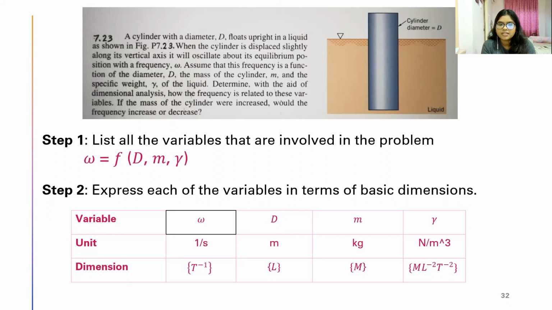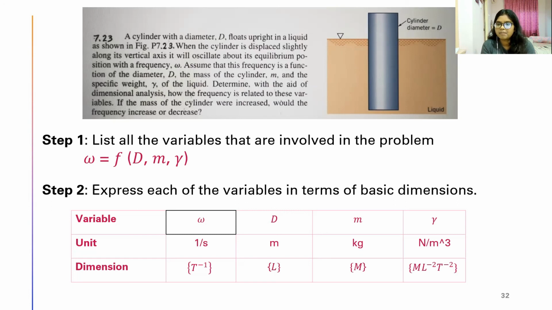When the cylinder is displaced slightly along its vertical axis, it will oscillate about its equilibrium position with a frequency omega. Assume that this frequency is a function of this diameter, d, the mass of the cylinder m, and the specific weight gamma of the liquid. Determine with the aid of a dimensional analysis how the frequency is related to these variables. If the mass of the cylinder were increased, would the frequency increase or decrease?